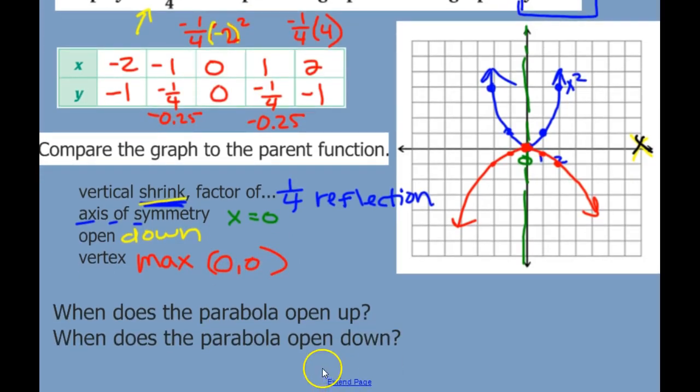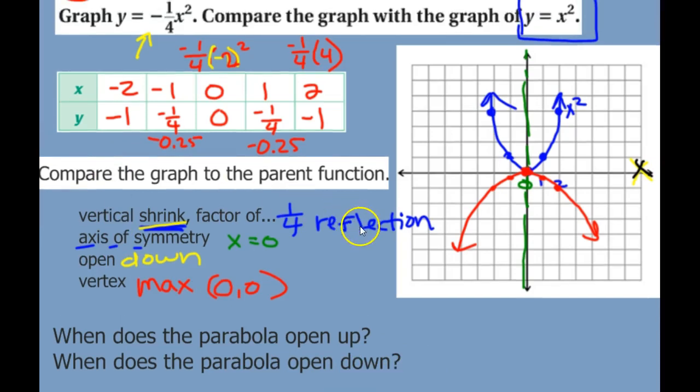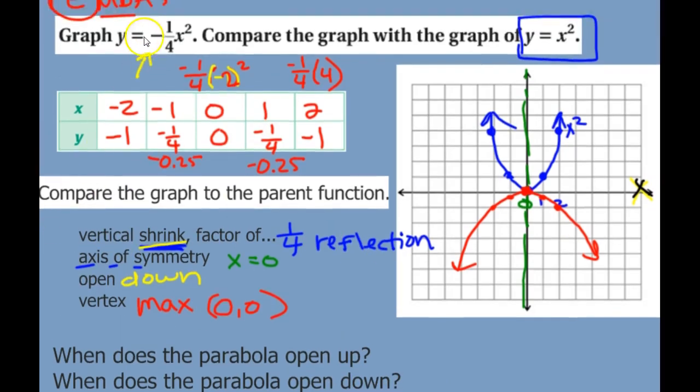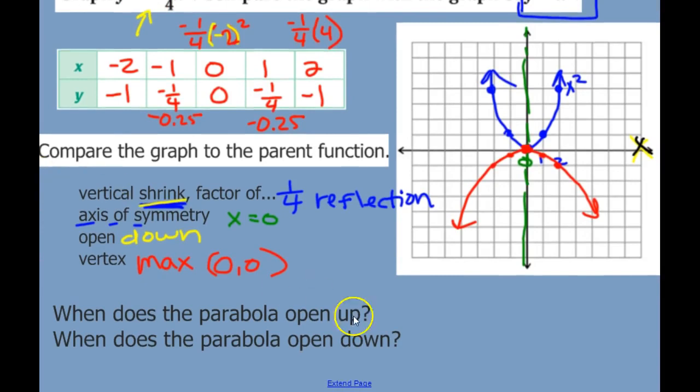So a couple of things, I believe this is a question on your homework today. When does a parabola open up, and when does a parabola open down? Well, we just said this is a reflection because a is negative, meaning it opens down when a is negative. That means it's going to open up when a is positive.